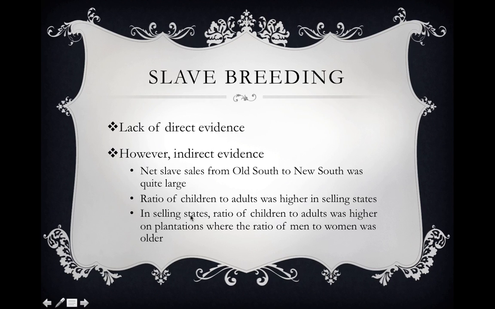And also in the selling states, the ratio of children to adults was higher on plantations where the ratio of men to women was lower, not higher, so lower. You would think you'd have more children the more men to women that you had, a better ratio. But it seems that in the selling states, the lower the ratio of men to women, the more children were being produced, which seems to be counterproductive.